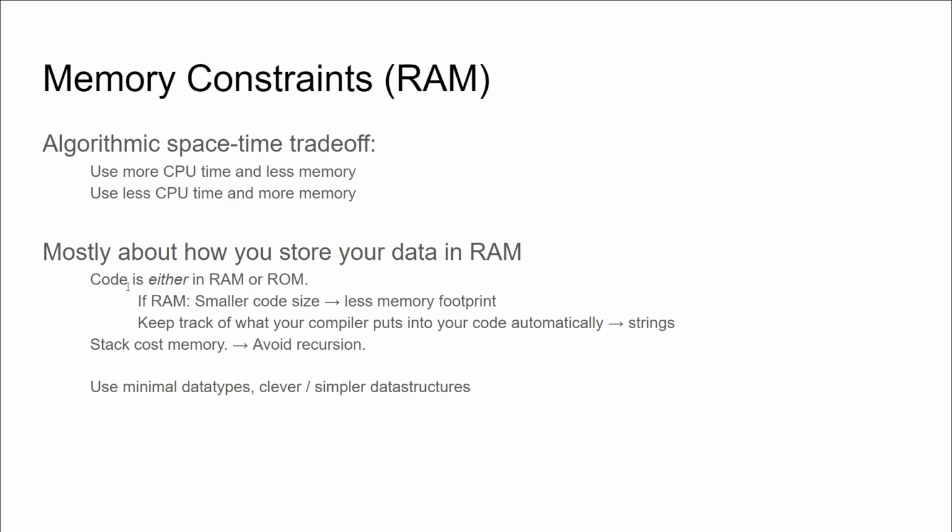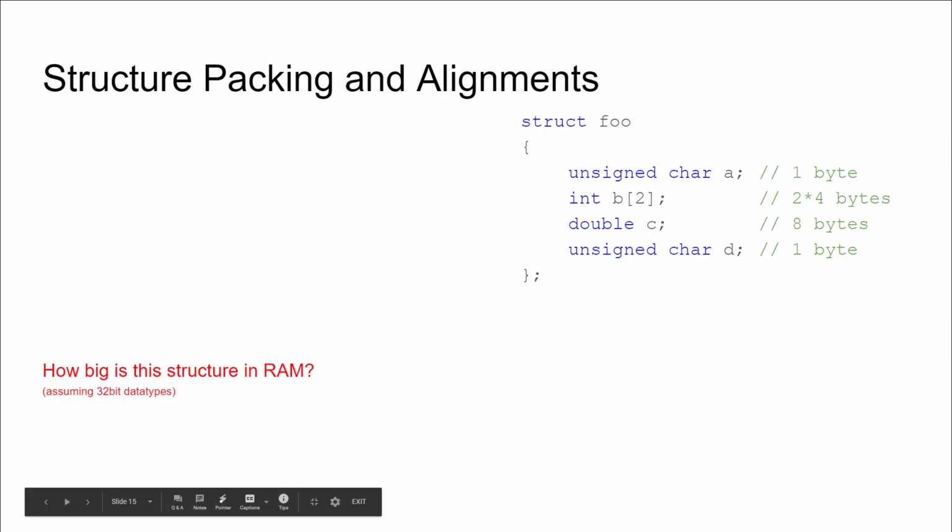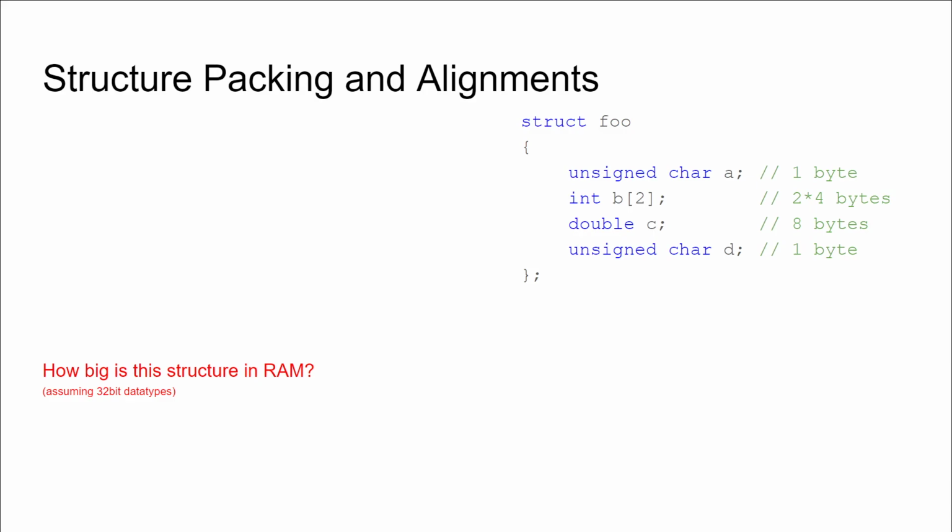So, if you really want to make an impact on memory usage, you need to pay attention to your variable types. So let's do some examples on that. I promised an example. Here you see a data structure foo containing 4 member variables of various data types. The question is, how big is this data structure in RAM? And let's assume a 32-bit data type environment.